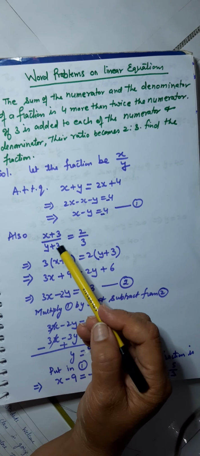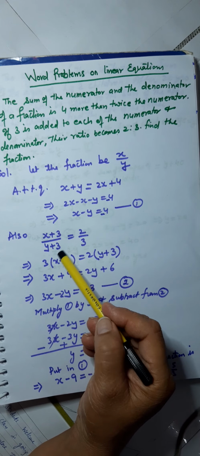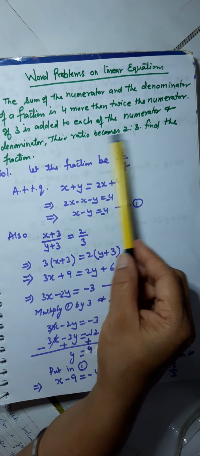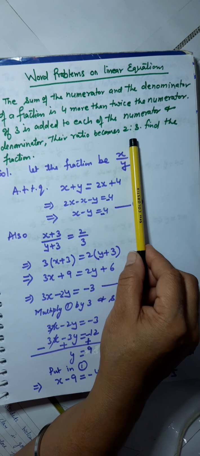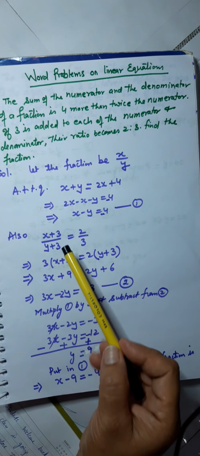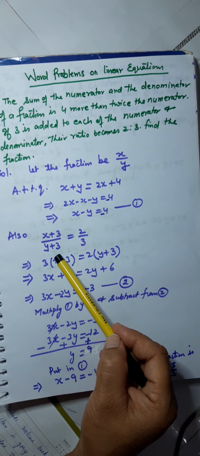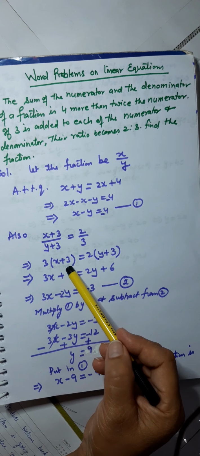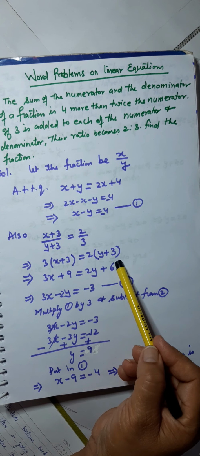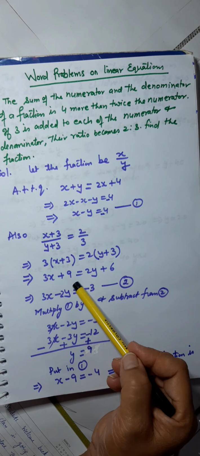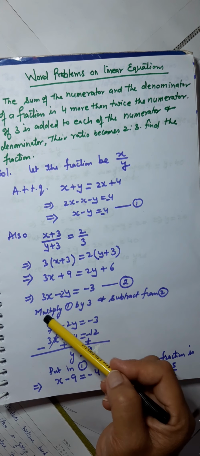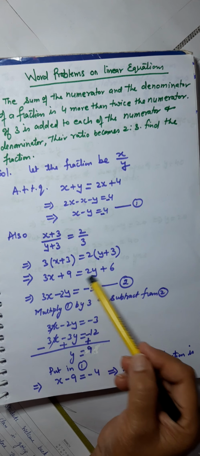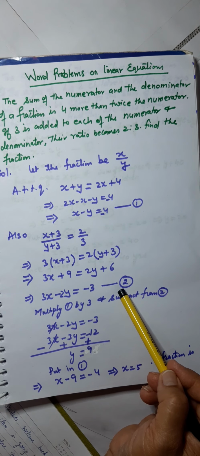Also, x plus 3 upon y plus 3 is equal to 2 upon 3. Why? Because if 3 is added to each of the numerator and the denominator, their ratio becomes 2:3. This implies 3 times x plus 3 is equal to 2 times y plus 3, which implies 3x plus 9 is equal to 2y plus 6, which implies 3x minus 2y is equal to minus 3. Let us call this equation number 2.